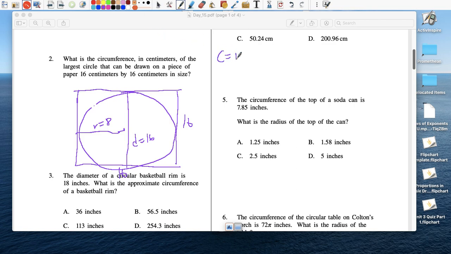So C equals pi d. C equals pi times 16, and C equals 16 pi centimeters. You can leave it at 16 pi, or if you multiply 16 times pi, you get 50.27 centimeters, which is the circumference of that circle.